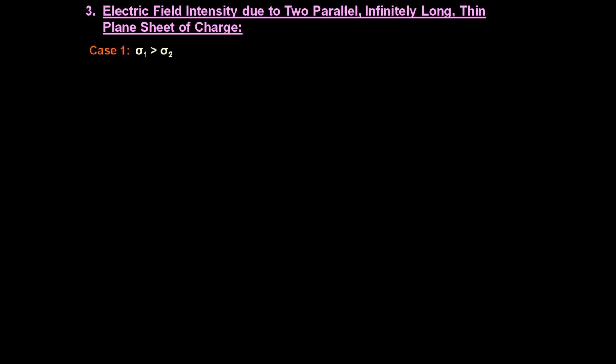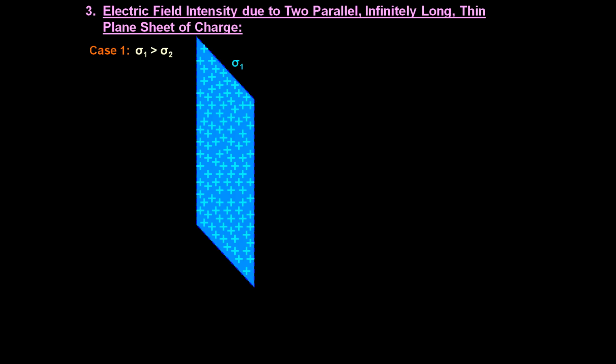I'm going to consider case 1, which is having two positively charged sheets. One is having surface charge density sigma 1, another one with surface charge density sigma 2. Let us take sigma 1 is greater than sigma 2. For the first sheet of charge, as we all know, electric field direction will be away from positive. So in both the regions, on left side as well as on right side, direction of electric field has to be marked moving away from the sheet. So this is the direction of electric field due to the first sheet.